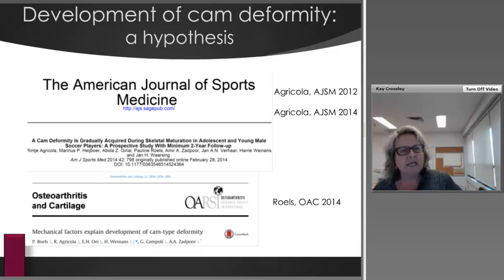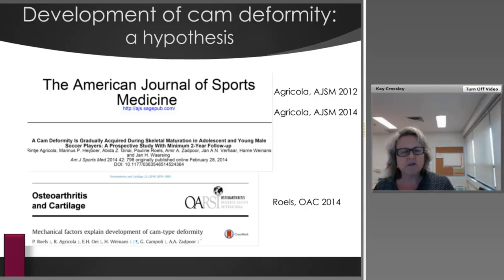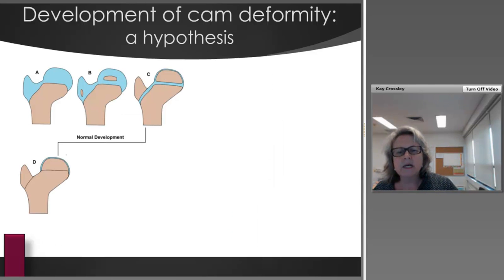So why does a cam deformity develop? There's been a hypothesis developed by Agricola, who's the researcher from the Netherlands, and he did a number of fairly small studies, two that have been published in the American Journal of Sports Medicine. The first one was a cross-sectional study, and the second one was a longitudinal study. And then they did a modelling study, which is this third study written down here with roles, of which Agricola is also an author. I'm not going to go through each of the individual papers, but I'm just going to give you a theory that they developed based on those three studies combined.